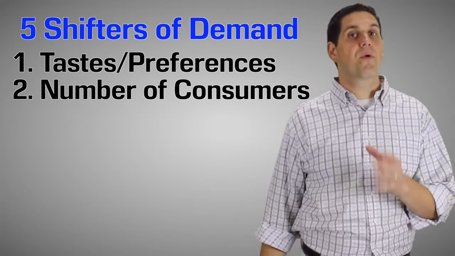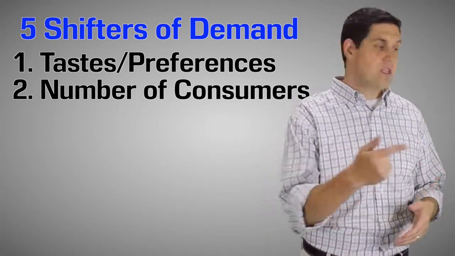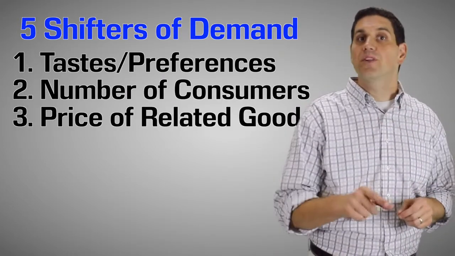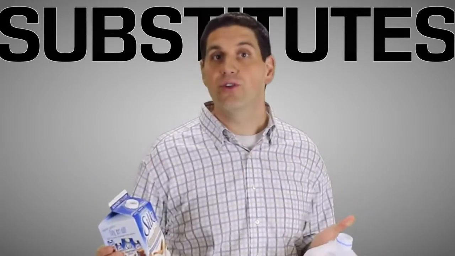Another shifter would be the number of consumers. Right? If all of a sudden new customers come into town, that's going to increase the demand for milk. Another shifter is the price of related goods, substitutes and complements. For example, almond milk and cow's milk are substitutes for each other.